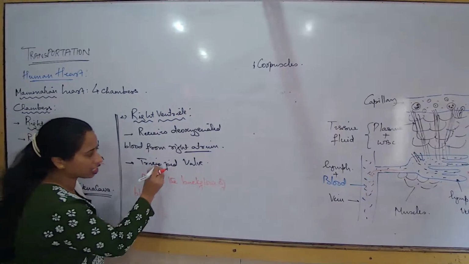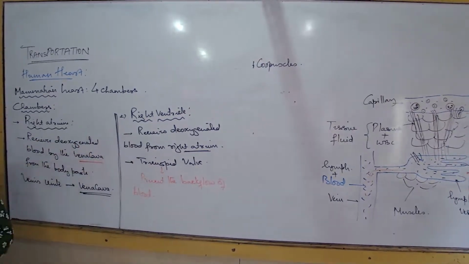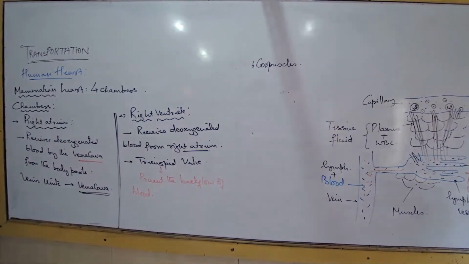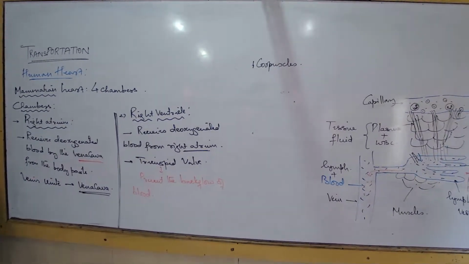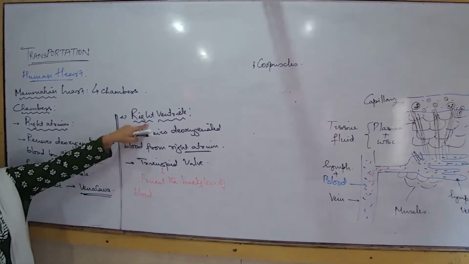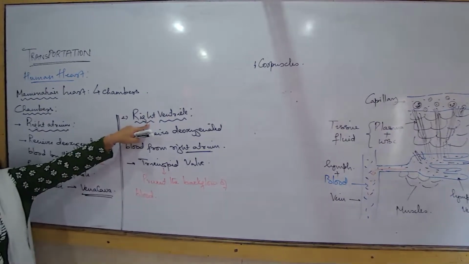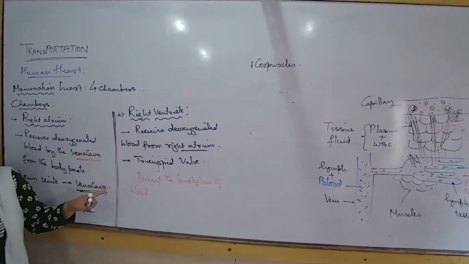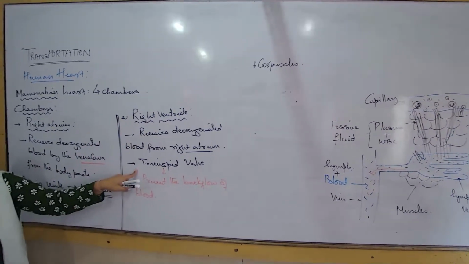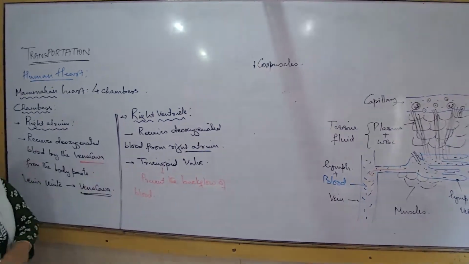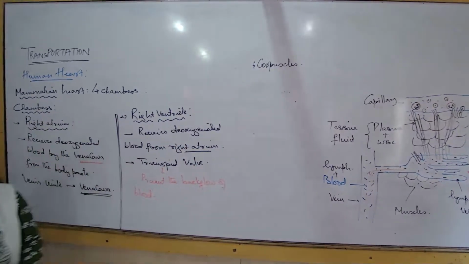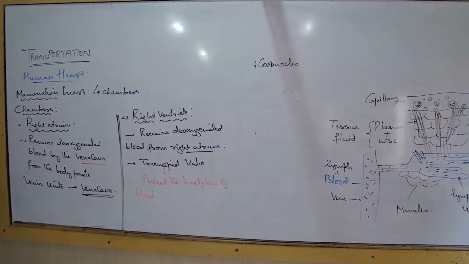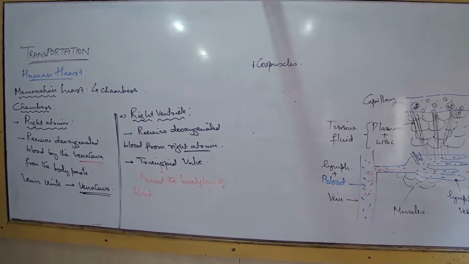Tricuspid, spelled C-U-S-P-I-D. Tricuspid means it has three pocket-like structures. The right ventricle always allows the blood to gather from the right auricle, and the blood is now entering the right ventricle. Now the right ventricle is filled with blood.